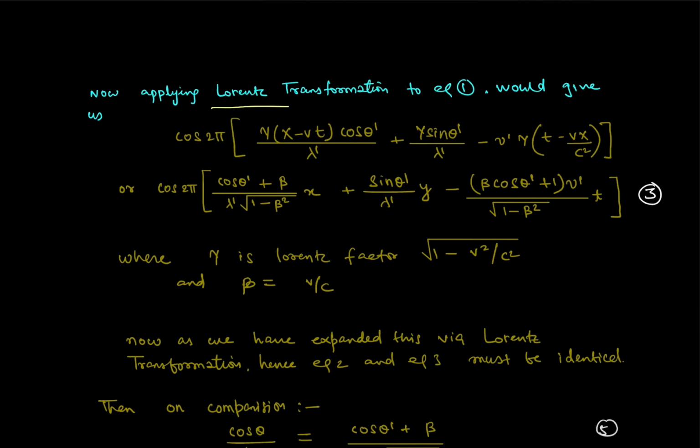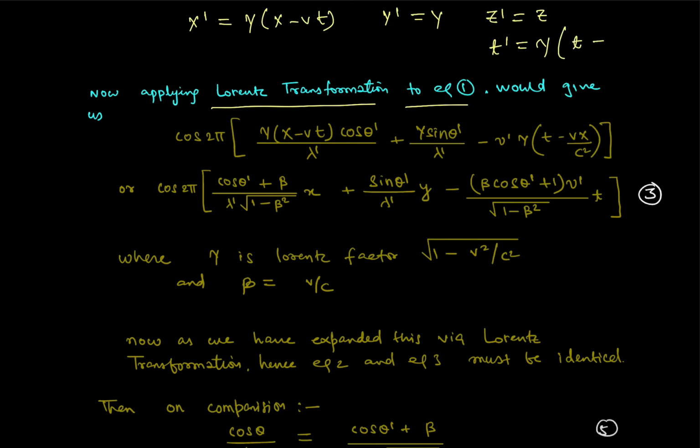Now we apply the Lorentz transformation to equation 1. So what you will get, you know that the Lorentz transformation says that x prime is the Lorentz factor multiplied by x minus vt if the movement is along the x axis. Y prime will have no change, Z prime will have no change, and time will have a slight change. Okay, so this is the basic thing. So we just put all the values, this is the value of x prime, this is just y prime. Okay, and this is the value of time.